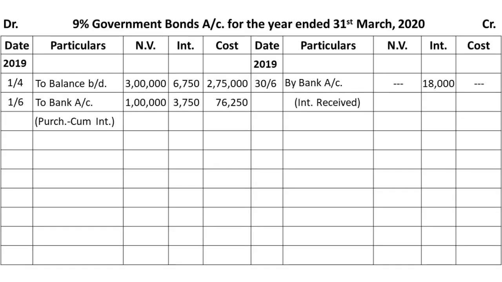Now the same transaction we have to record in the investment account. Because we are purchasing government bonds, investment comes in, therefore the debit side. 1st of October, to cash bank account, it is purchase of government bonds at ex interest price. We'll put up the amount of nominal value rupees 1 lakh, amount of accrued interest 2,250 and the amount of cost 75,500.